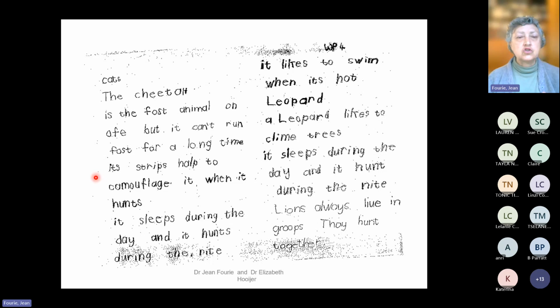And we've got a sentence. The child says, its stripes help to camouflage it when it hunts. Cool. Remember, we're not correcting any spelling. What else are we going to write about?